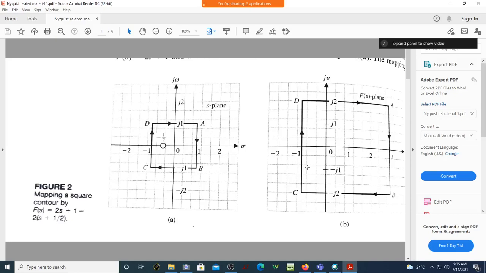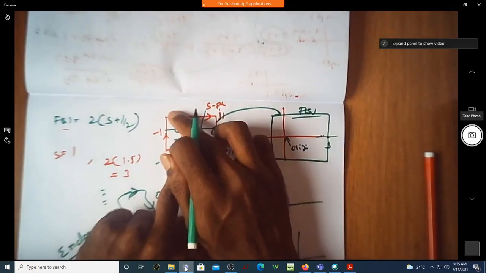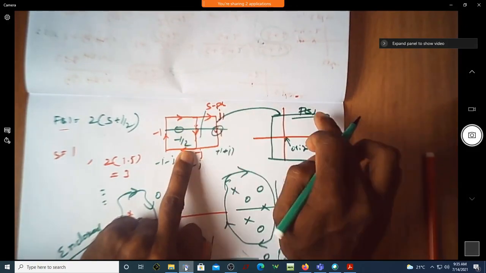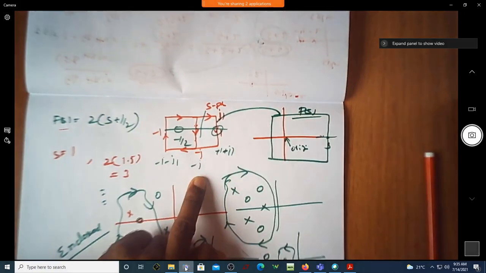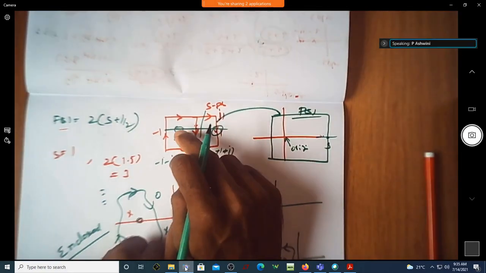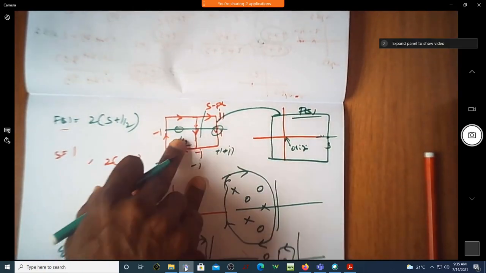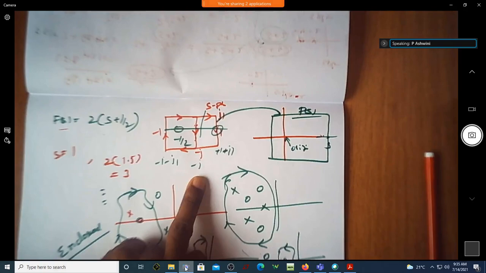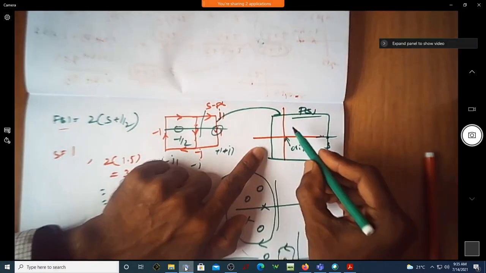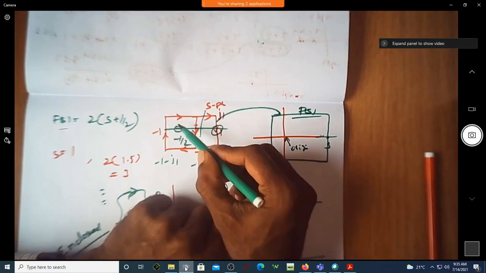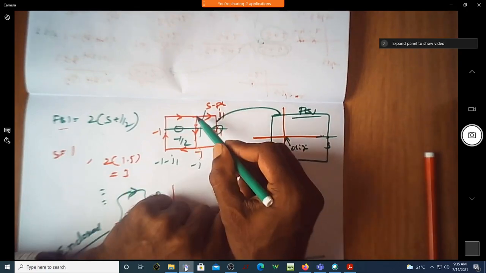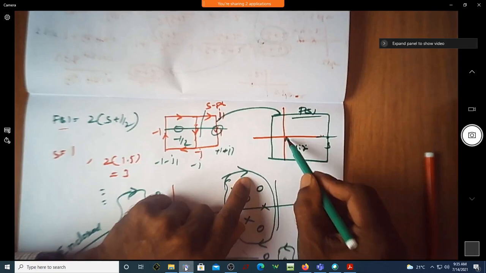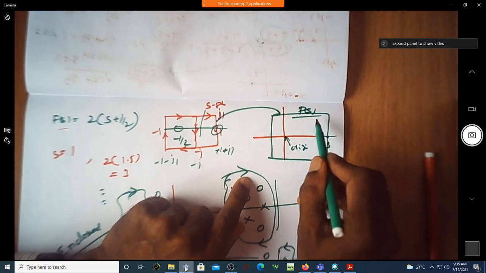So what I'll say is, this contour is mapped down to the f of s plane. Each and every point of the contour in the s plane is mapped down to the f of s plane. Correct? In this s plane, there is a zero of f of s enclosed. The takeaway point here is, however many zeros are enclosed by a contour in the S plane, that many times the origin will be encircled by the contour in the f of S plane.